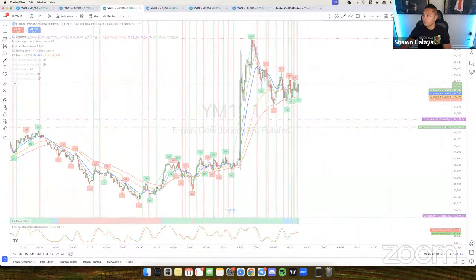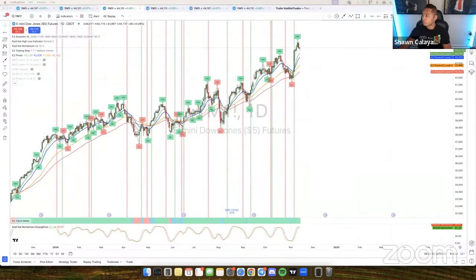So as people join in, I'm going to go ahead and start marking up liquidity over here. Let's move this down here, make it easier for us.